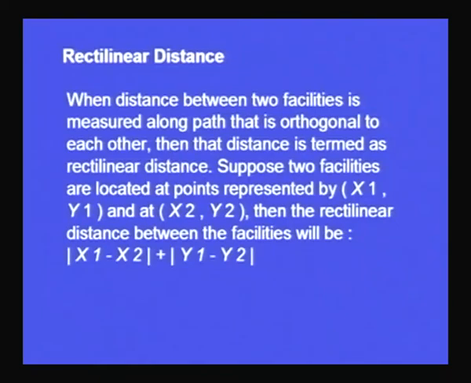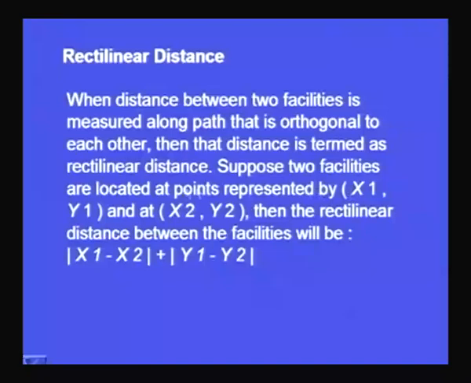So, we can say that whenever the distance measured is orthogonal to each other, then we say that it is a rectilinear distance. So, suppose this is one point, and this is the other point, then we go along this path and then travel along this path, and between these two paths there is an angle of 90 degree. So, this is an orthogonal distance. We will also try to understand this with the help of a diagram, but we need to understand that when the distance between the two facilities is measured along the path that is orthogonal to each other, then that distance is termed as the rectilinear distance.